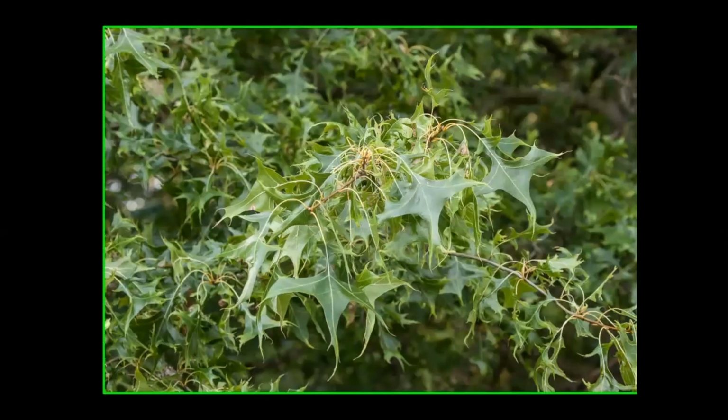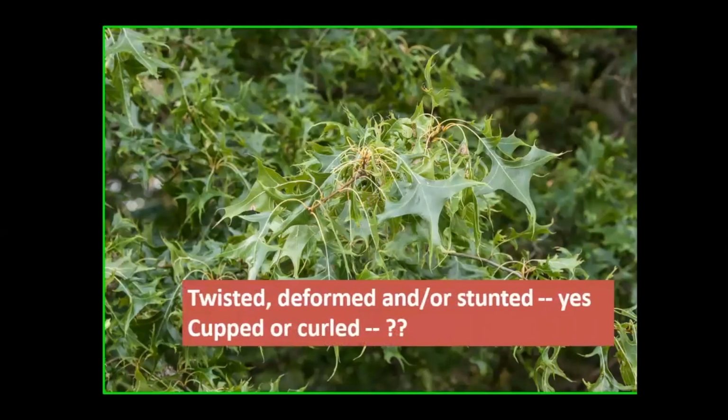As well, when I look a little further back in the foliage here, I begin to see lots of little leaves that show some level of twisting as well. So I think what I'm looking at here again is twisted, deformed, and/or stunted. And once again, I tend to expect to see cupping and curling as one of the first things, and I really don't see that here. So I'm not sure at this point that we really have any cupping or curling.